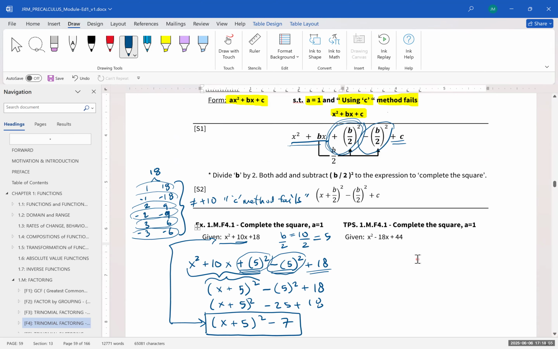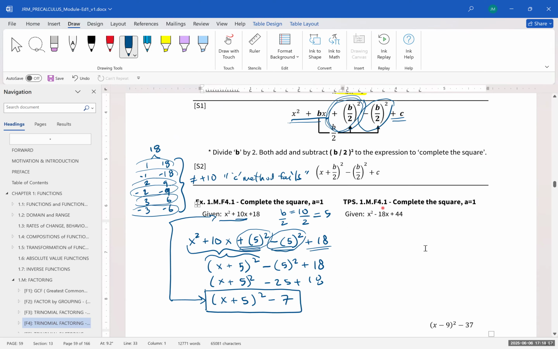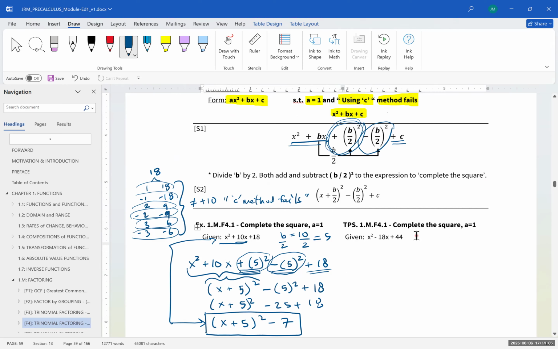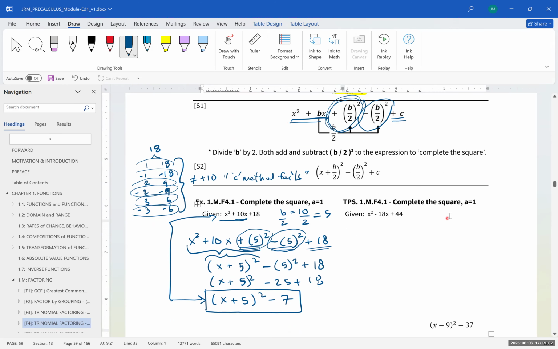Now let's look at this think, pair, share. I would pause the video and try this on your own. This is the answer that you should get, but let's take a look at that. So pause now, and come back if you want to see my solution to this.